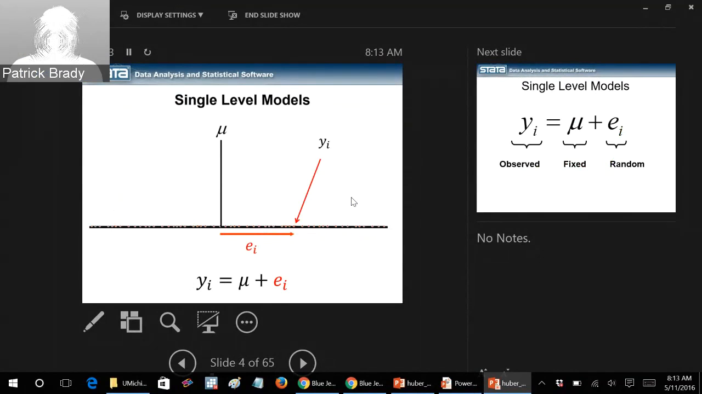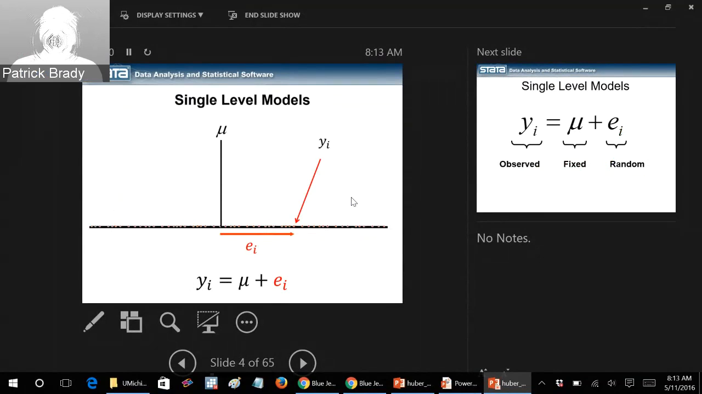So for instance, if I were to take this observation right here, I can describe that observation as being the mean plus whatever its error term is, okay? So that's all that is. And every single one of these points I can describe the same way. I could pick this point and describe it as the mean plus whatever that deviation is.